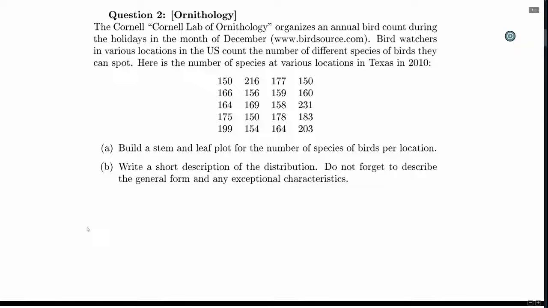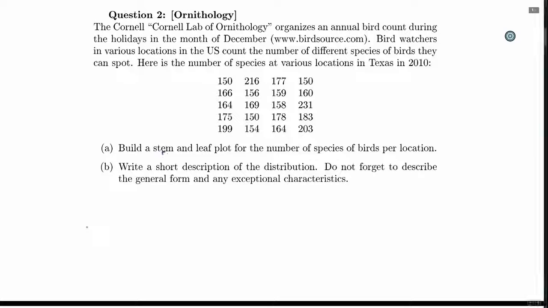My name is Gilamat. Today we'll be discussing question 2 for numerical variables. Here we're asked to construct a stem and leaf plot for a numerical variable. Here, for example, 150 would represent the number of different species of birds at a particular location. So this is our numerical variable. For different locations we have a number of identified species.